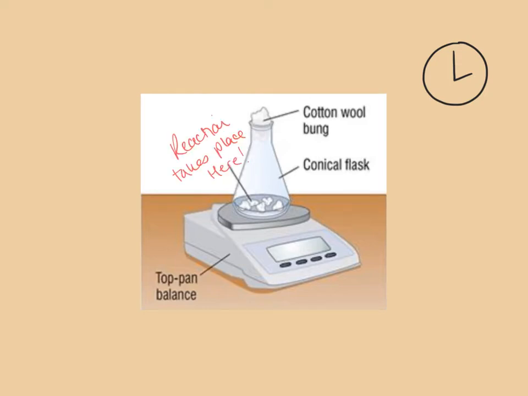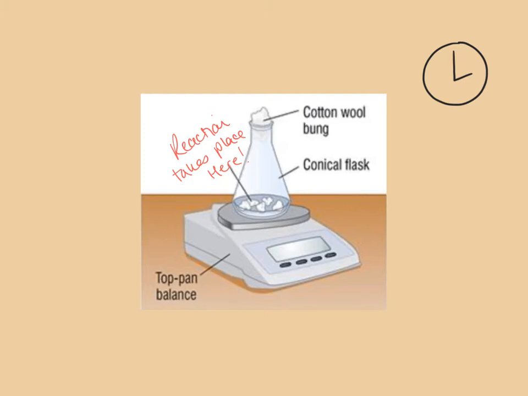Now, this one does come up in exams and people do get it wrong, so you need to look very closely at what's going on. The reaction's taking place in the bottom of the conical flask. It's producing a gas, and that gas rises, and this is where people go wrong. The cotton wool is not there to stop the gas from escaping.